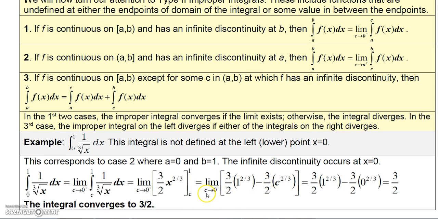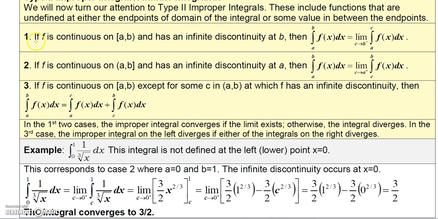But we're going to let c approach 0. Well, if c approaches 0, this is just going to be 3/2 times 0. So we're going to get 3/2 times 1 minus 3/2 times 0, which is 3/2 minus 0, which is 3/2. And so this integral converges to 3/2.